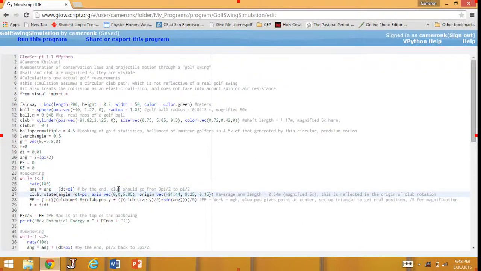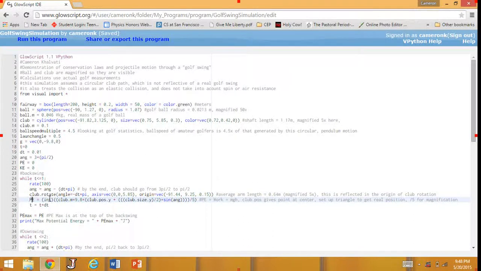At the beginning of the swing, the club starts at an angle of 3 pi over 2, and I want it to end at pi over 2. So after 1 second, or 100 times dt, it should change by an angle of pi. So that's the angle part of the rotation right there.